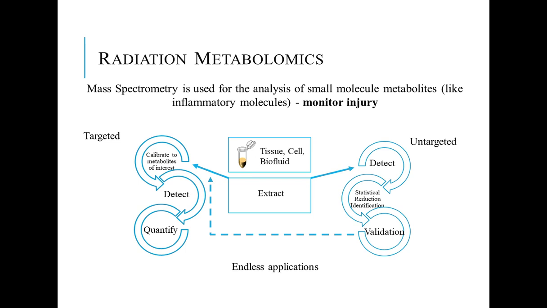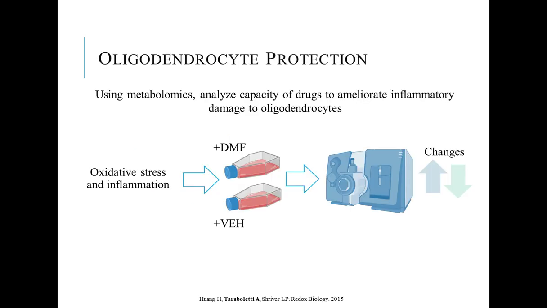So in some of our work, we've utilized metabolomics to analyze the capacity of drugs to ameliorate the inflammatory damage to oligodendrocytes. So again, it's important that we're using this cell line paired with metabolomics to be able to monitor these drugs' capacity to stop the inflammatory cascade.